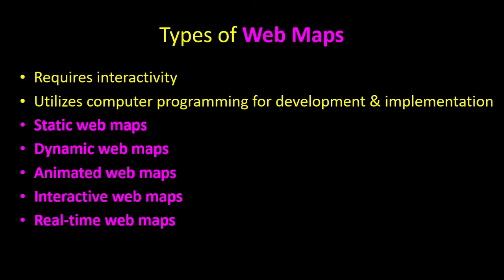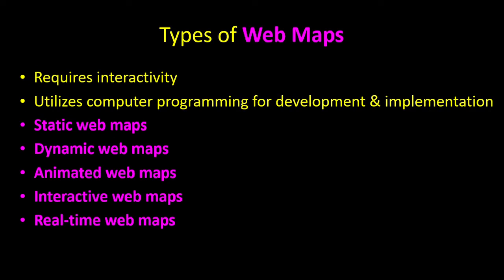Now, one of the things I want to mention is all these types of maps, it's not like they're containerized where it can only be one. Oftentimes web maps are a couple of these, or maybe even more than a couple. So it's something to keep in mind, maybe for a future exam question, or just when you're looking at web maps, is they can be more than one of these particular types.